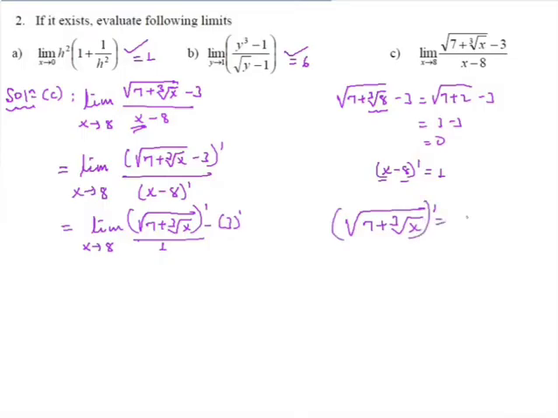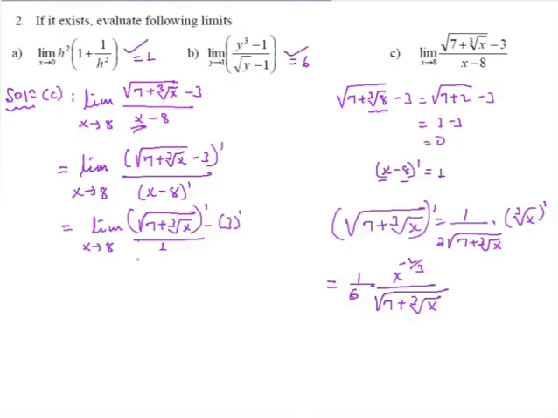This means 1 over 2 times radical 7 plus cubed root of x, times the derivative of cubed root of x. This means 1 over 6 times x to the power of minus 2 over 3, over the square root of 7 plus cubed root of x. Okay, in place of this part, we can substitute this one.